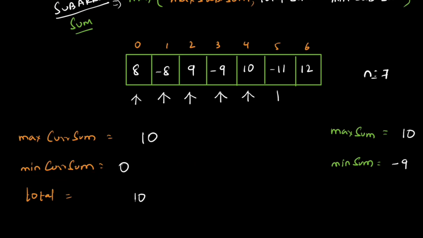Okay. Now at index 5, the element is -11. So we'll add -11 to total. Then it becomes -1. Okay. And if we add -11 to current maximum sum, it will also become -1. And for current minimum sum, 0 minus 11 will be -11. Here we'll check whether current maximum sum is greater than maximum sum. No. So we'll not update it. But current minimum sum is less than minimum sum. Yes. So we'll update it to -11.